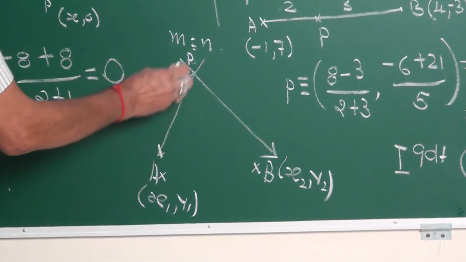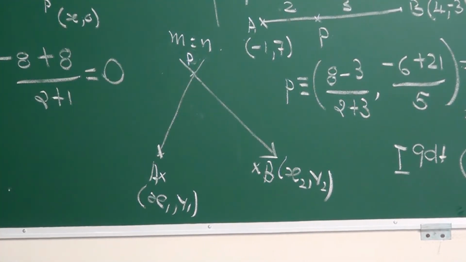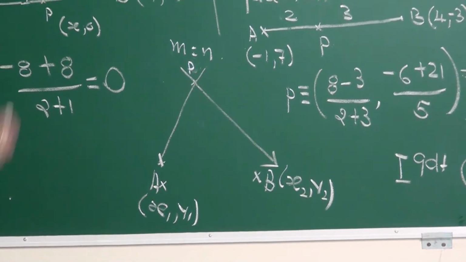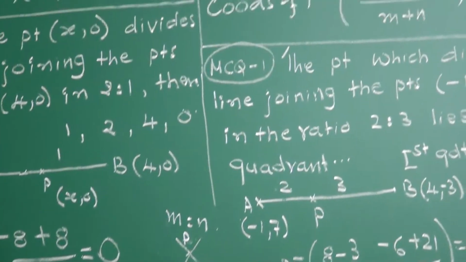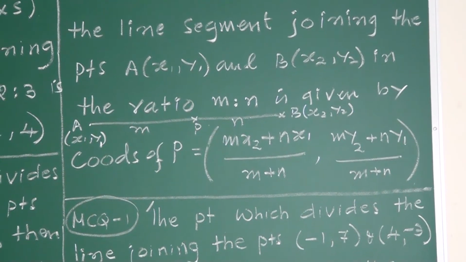my2 plus ny1 upon m plus n. This, my friends, is the section formula. You have to memorize this formula also. Sometimes the examiner will ask for the formula itself.